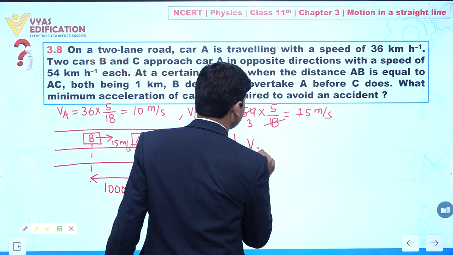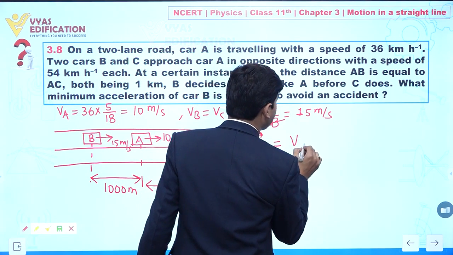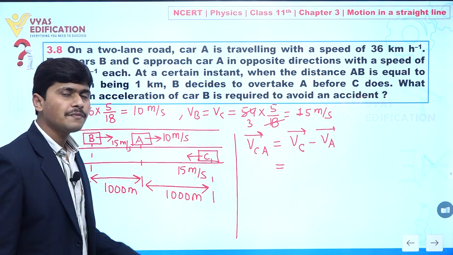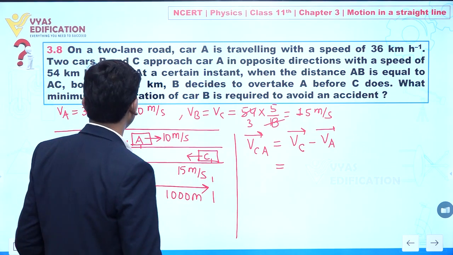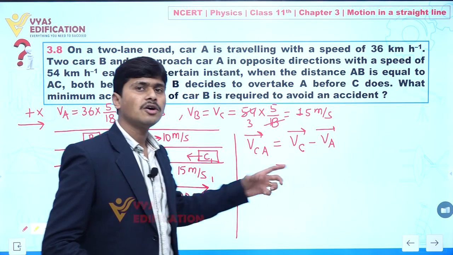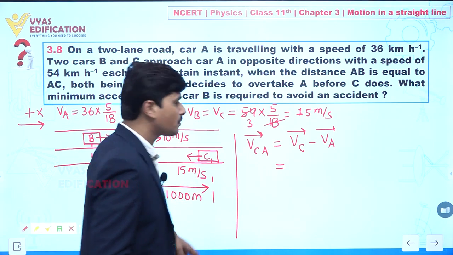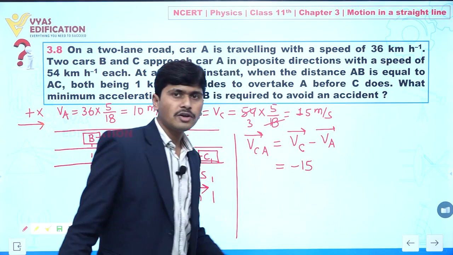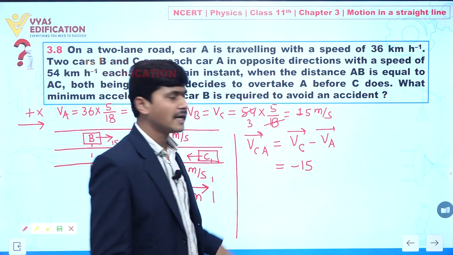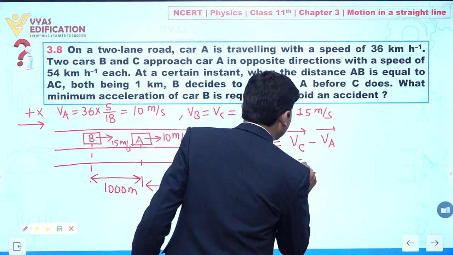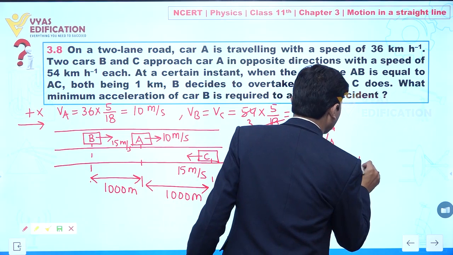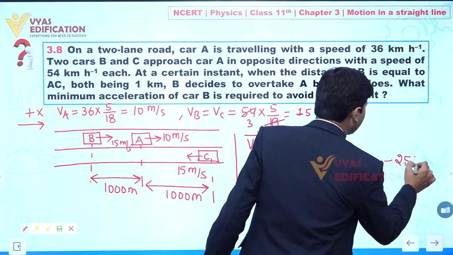So I am writing here the velocity of C with respect to A in vector form. I can write it as velocity of C minus velocity of A. If you are taking sign into consideration, I am taking this direction as positive x direction. So the velocity of C is minus 15 meters per second. You can also write this in terms of i cap: this is equal to minus 15 i cap minus the velocity of A, which is given as 10 i cap.